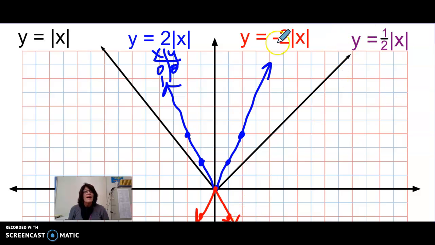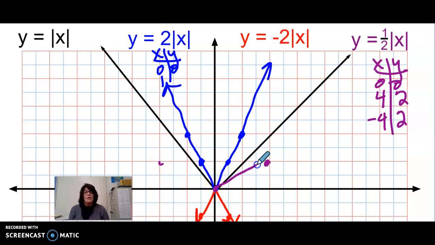And then if I have a half, you can kind of guess what's going to happen there. Of course, I still start at 0, 0. But if I put in, let's say 4, absolute value of 4 is 4. Half of that's 2. And the same with negative 4. I take the absolute value of it first, giving me 4. And half of 4 is 2. So I get a wider V.